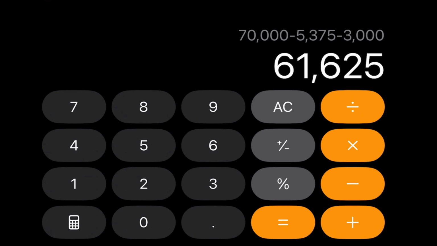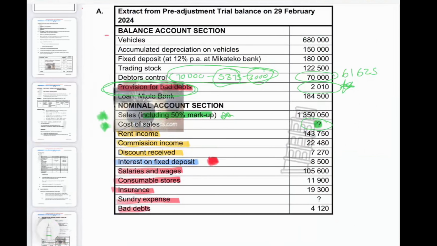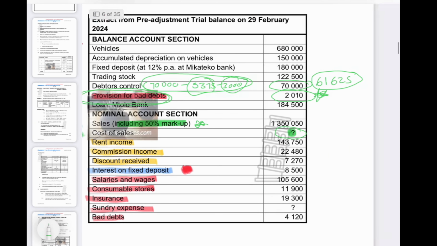And then it gives you 61,625. This is your new debtors control amount. So your new debtors control amount is 61,625. So now to calculate our provision for bad debts, we are going to say debtors control.